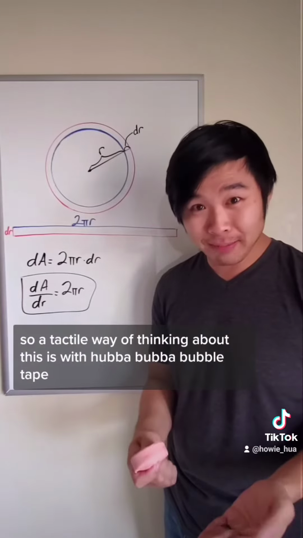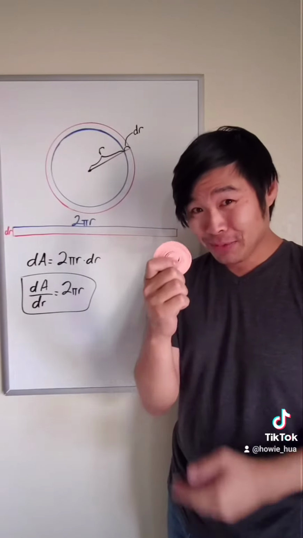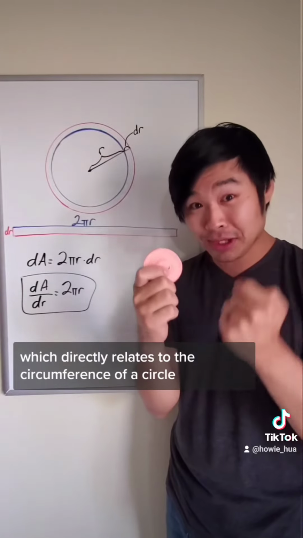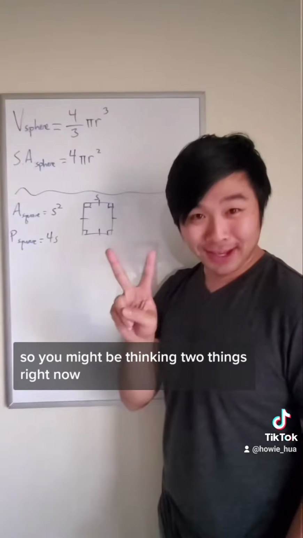So a tactile way of thinking about this is with Hubba Bubba Bubble Tape. Whenever we increase the area of a circle, we are just adding more layers, which directly relates to the circumference of a circle. So you might be thinking two things right now.